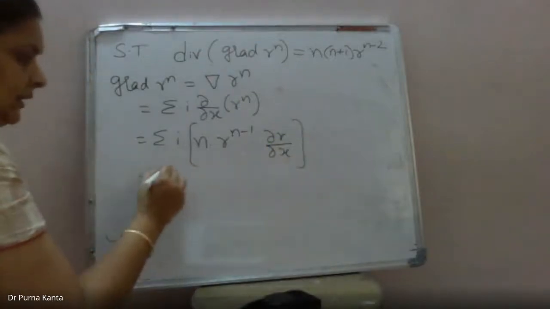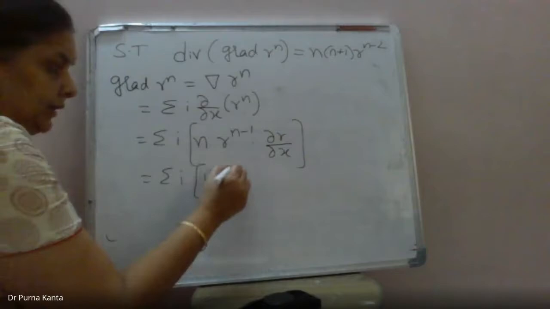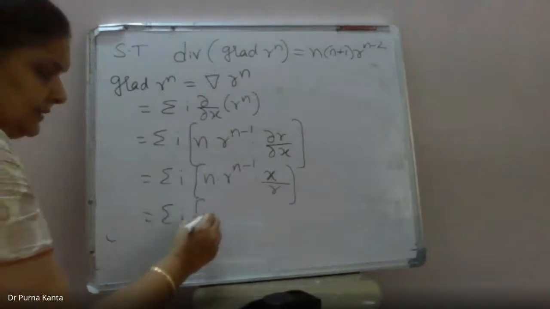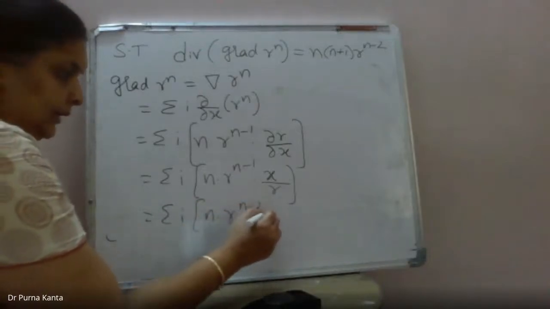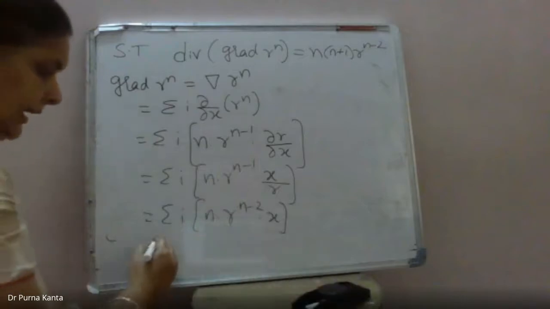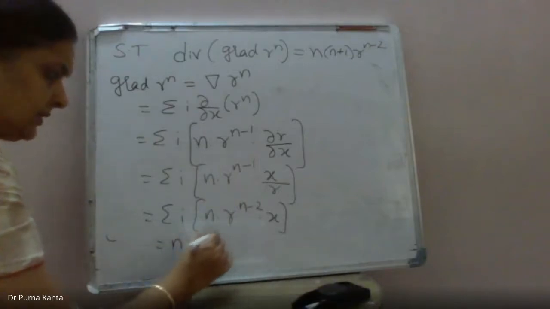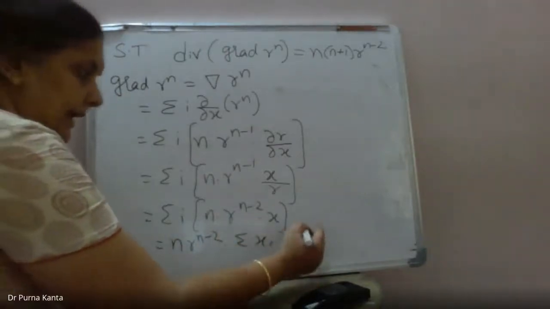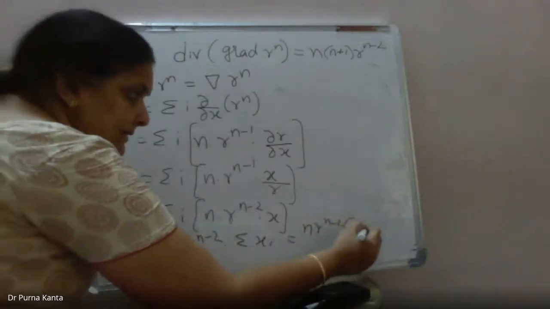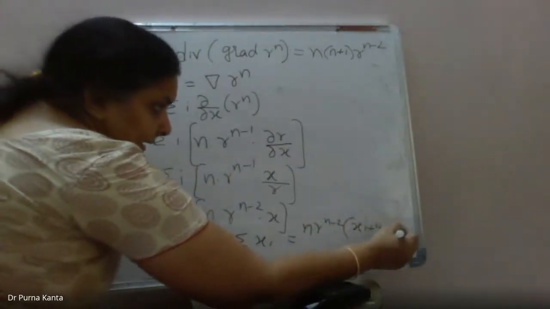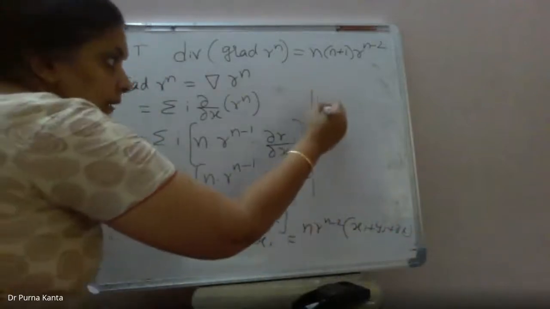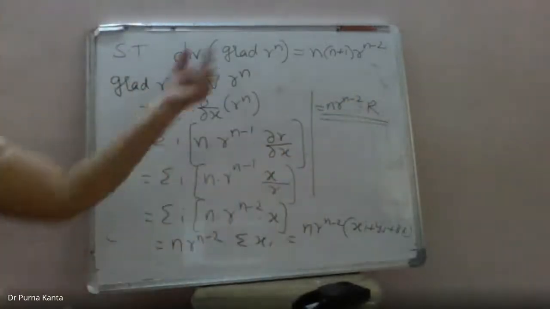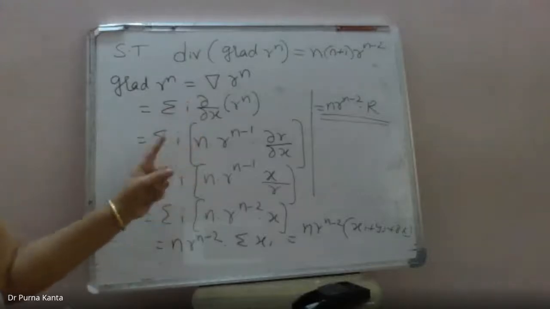In the last class we have seen dou r by dou x is nothing but x by r, which gives sigma i times n into r power n minus 2 into x. I will take n and r power n minus 2 common outside, which is independent of the sigma notation. Sigma xi is xi plus yj plus zk, which equals n into r power n minus 2 into capital R. This is the value we got for gradient of r power n. We already did the same problem.